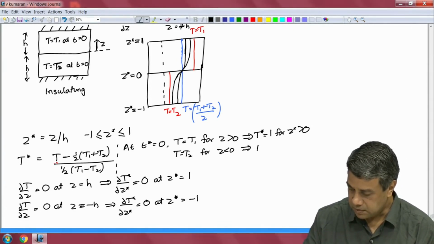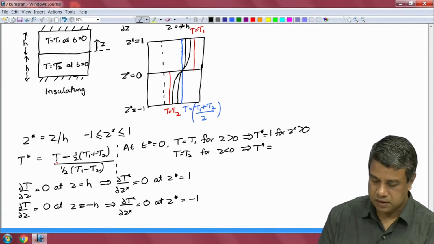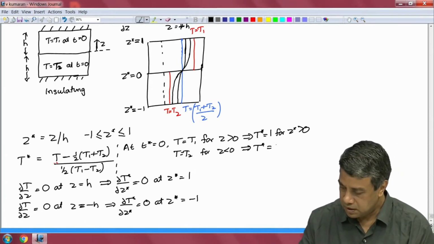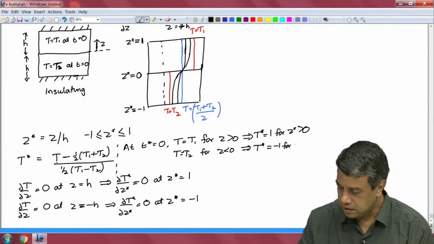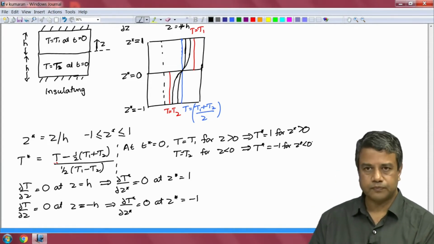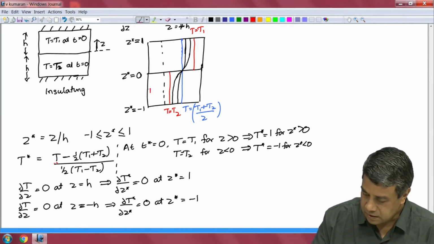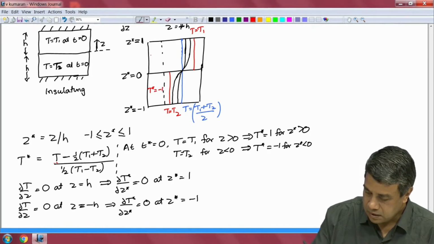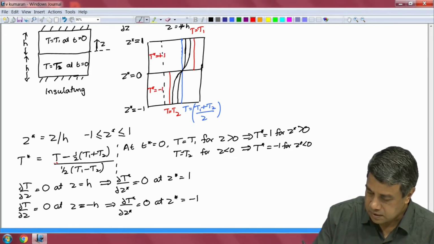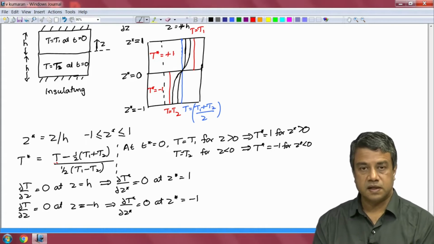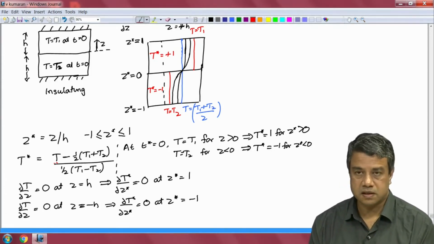This implies that if I substitute T2 here, I will get minus half T1 plus half T2 divided by half of T1 minus T2. That means that T star is equal to minus 1 for Z star less than 0. That is the initial condition here: over here T star is equal to minus 1, over here T star is equal to plus 1. And the boundary conditions are the zero flux conditions.